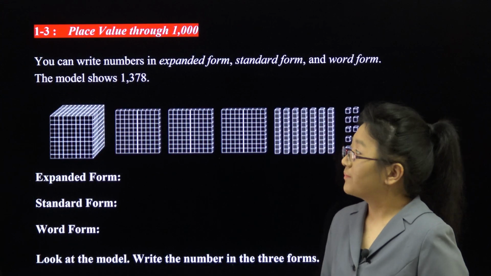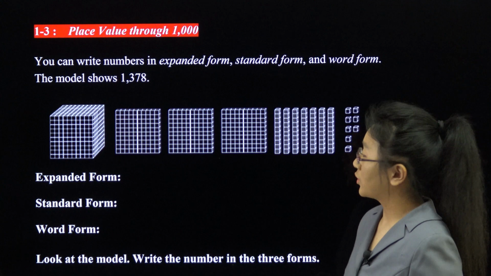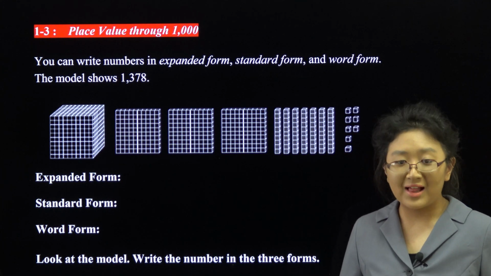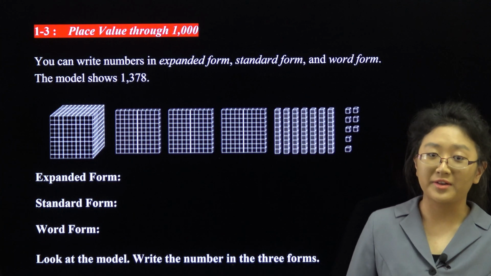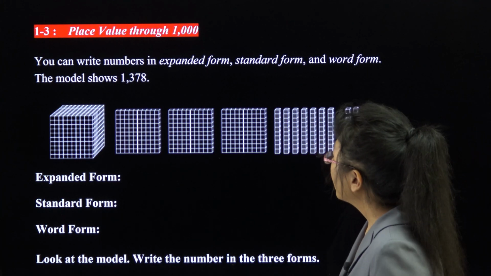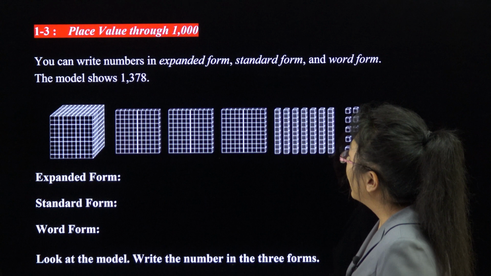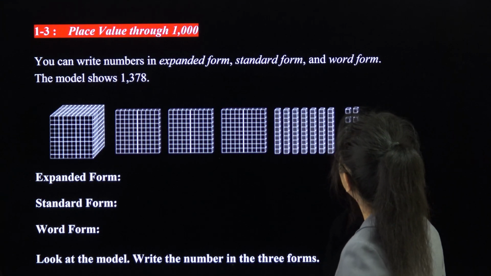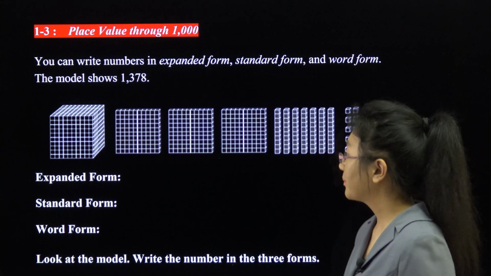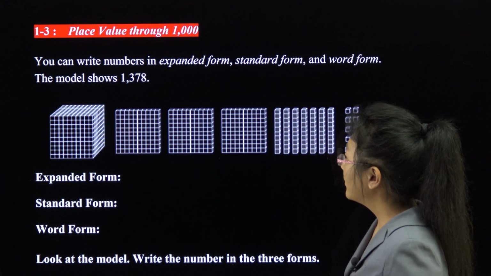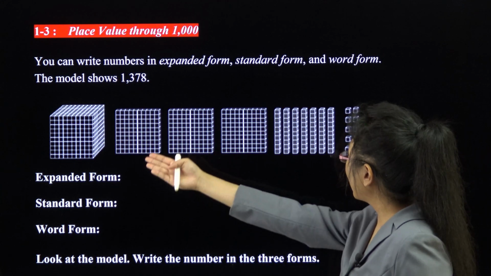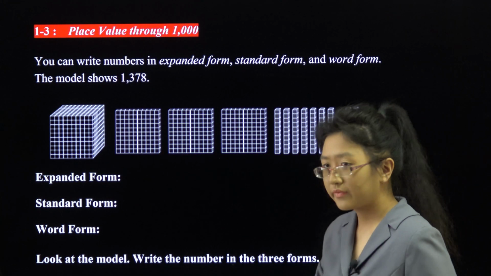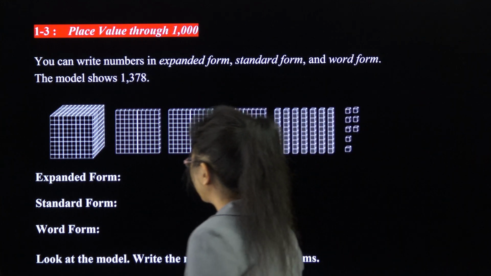Now, section 3 focuses on place values through 1,000. The English system for place value is actually a lot less complicated than you would think. Now, we start with writing numbers in expanded form, standard form, and word form. The model shows 1,378.